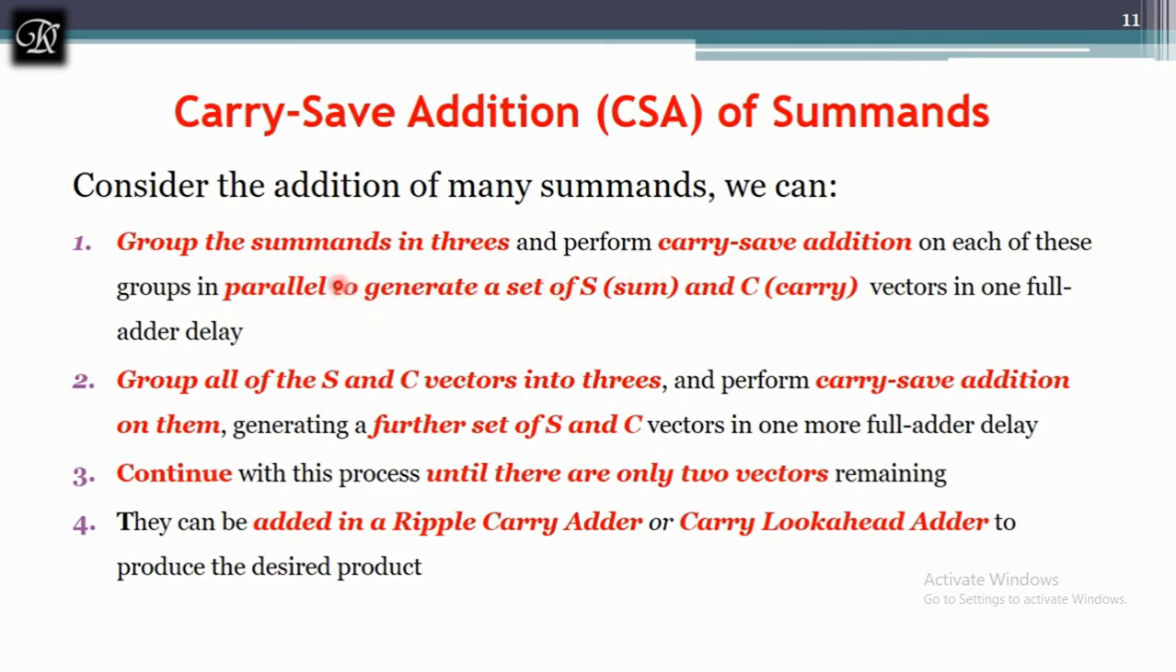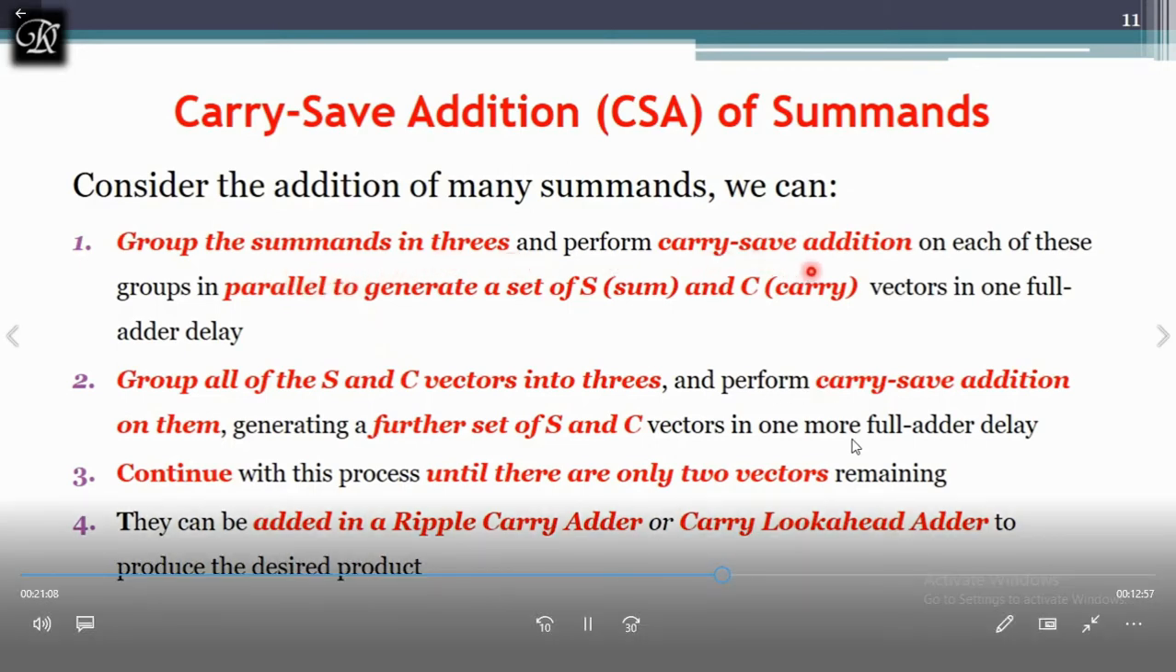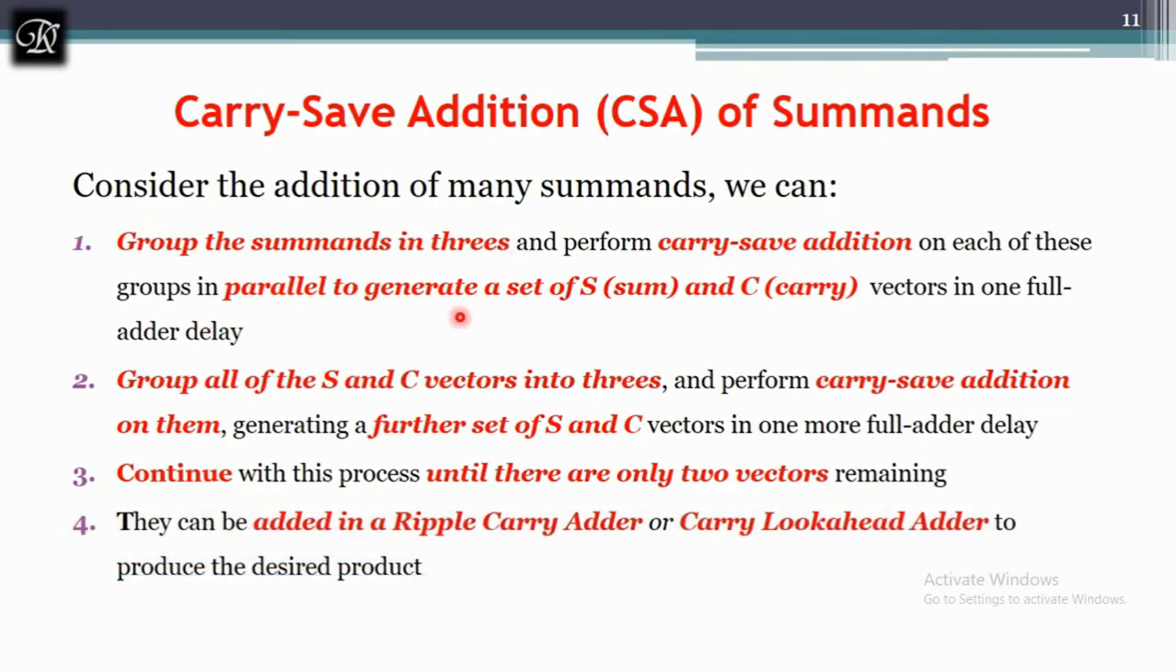The rule is like this: group the summands in 3 and perform the carry save addition on each of these in parallel and generate a set of sum and carry vectors in one full adder delay. It means the job here is to speed up the task. So we group them and perform the tasks parallelly so that all the tasks can be done in a given time.